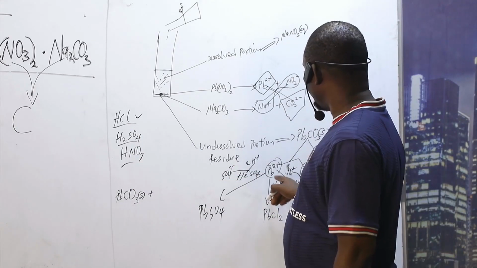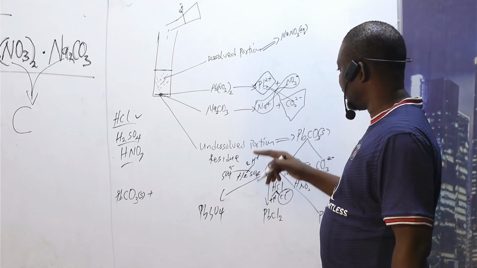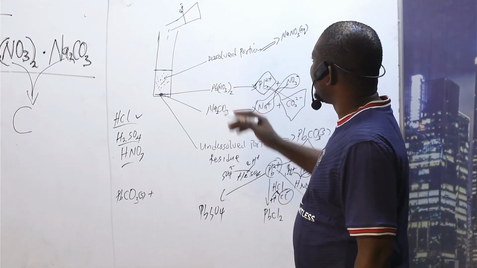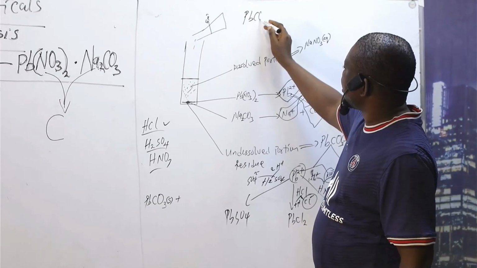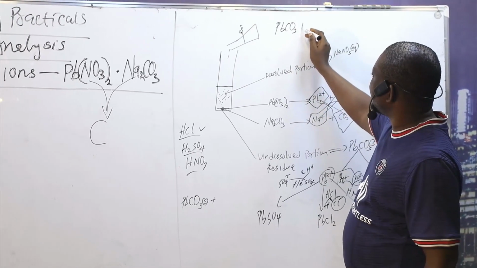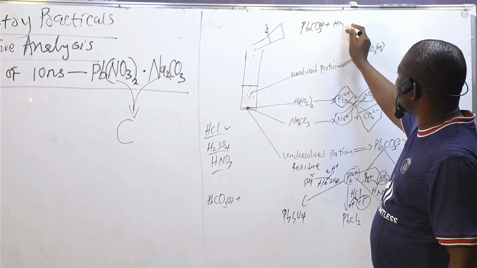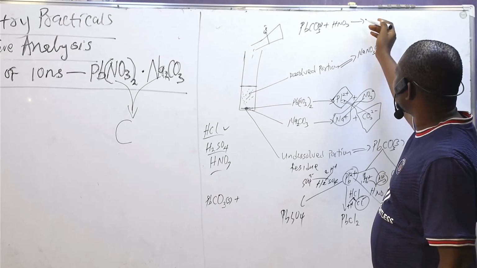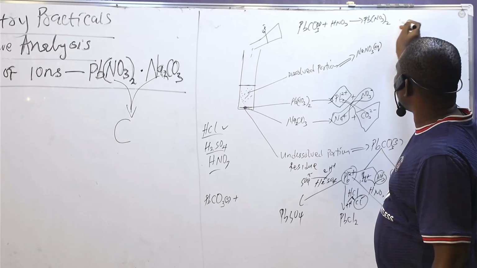So what we're going to do is dissolve that residue by adding a few cm³ of HNO3. If you add a few cm³ of HNO3 to this, remember it is not soluble, the moment this happens, the whole residue dissolves as lead nitrate comes out.